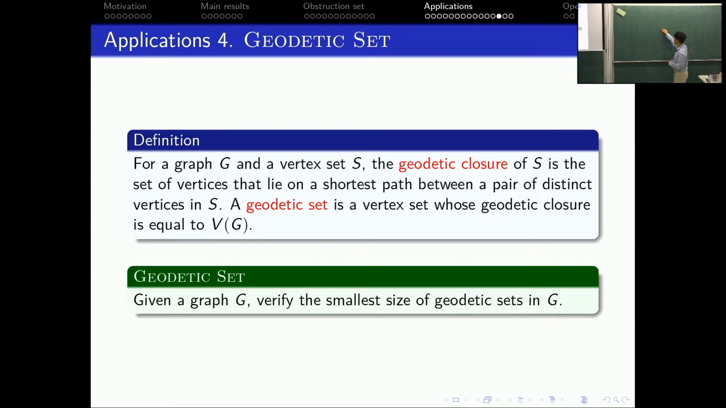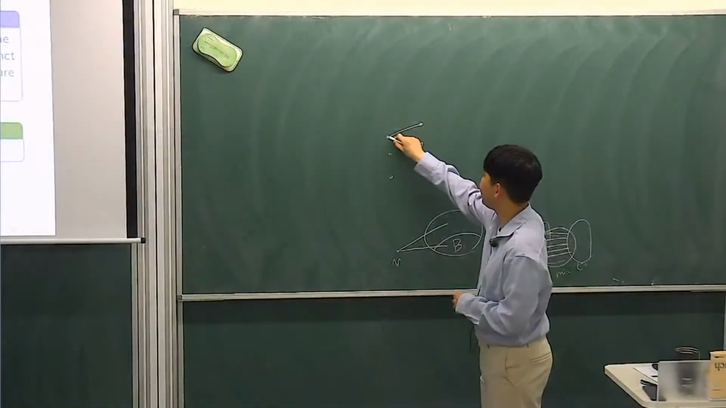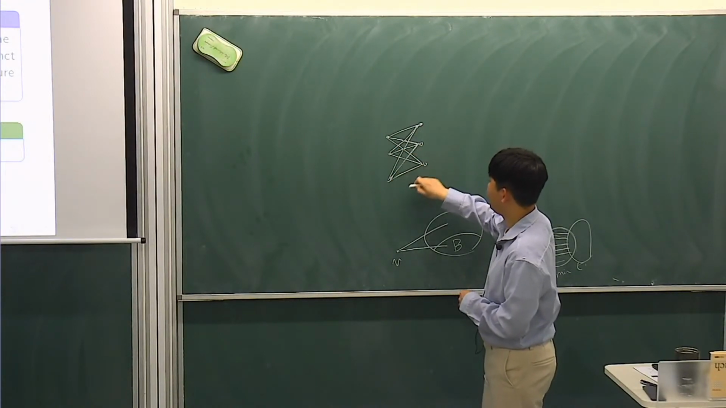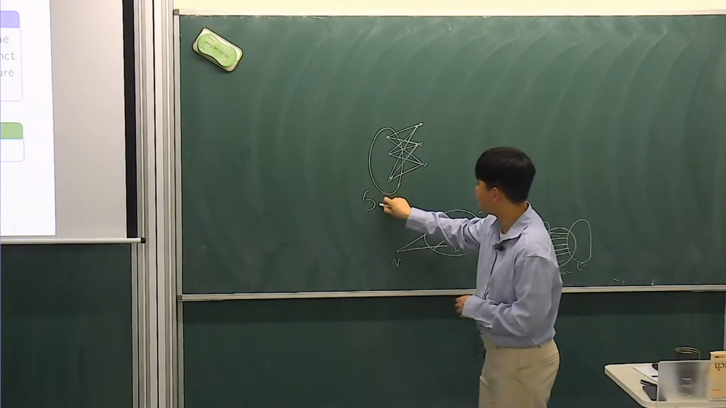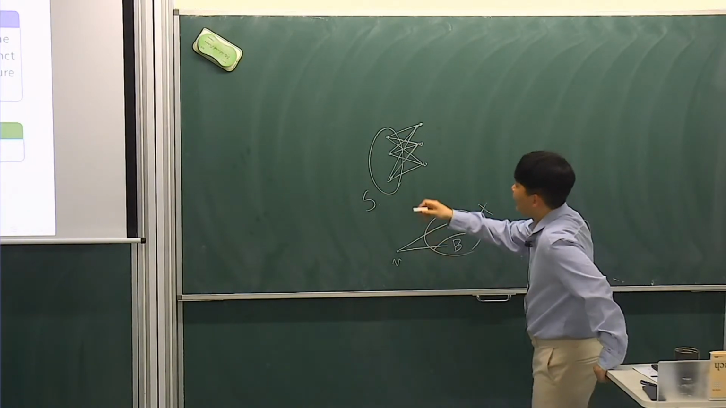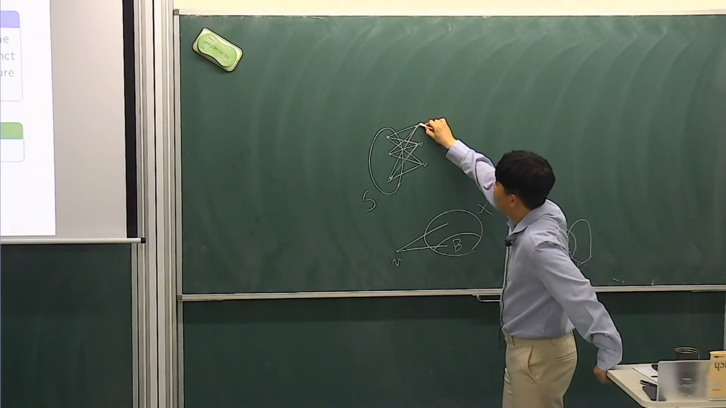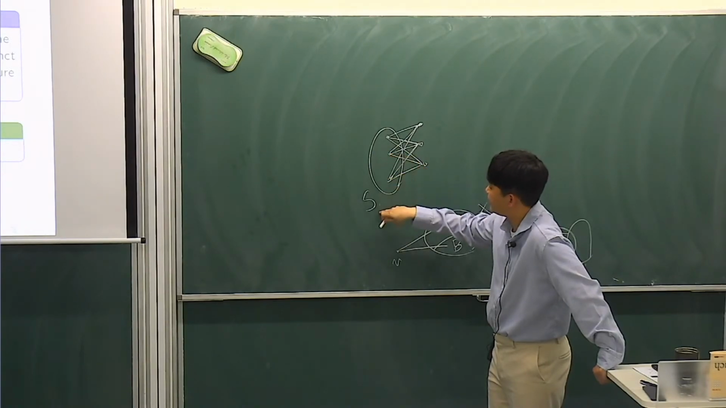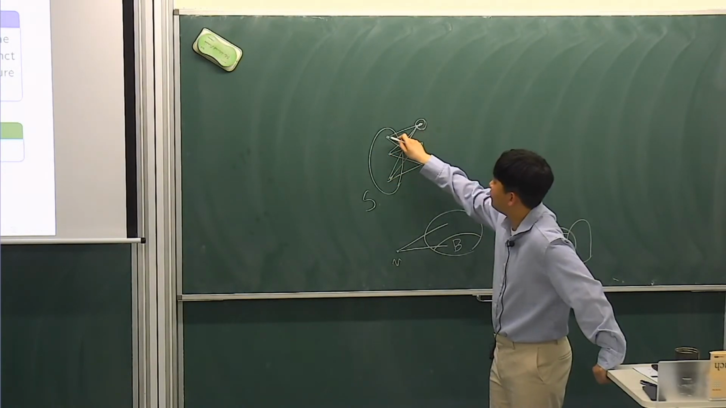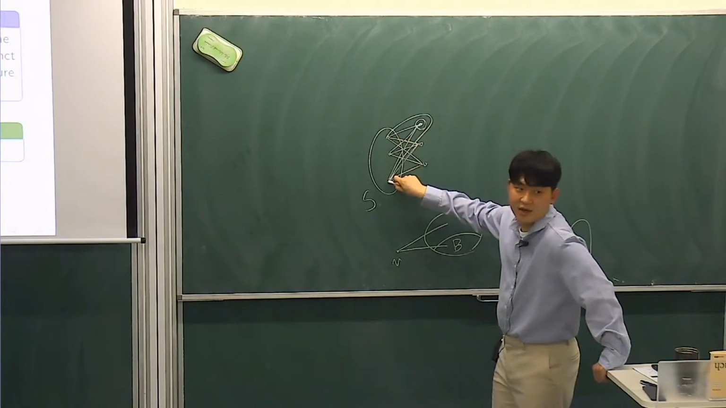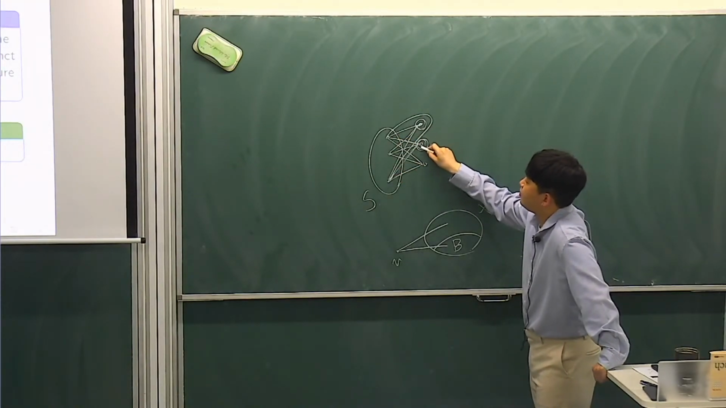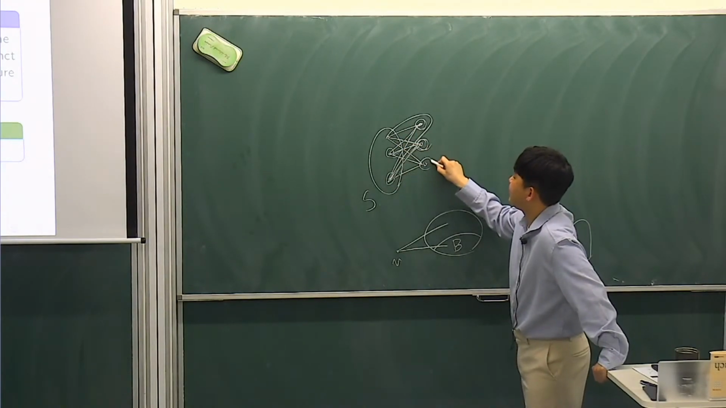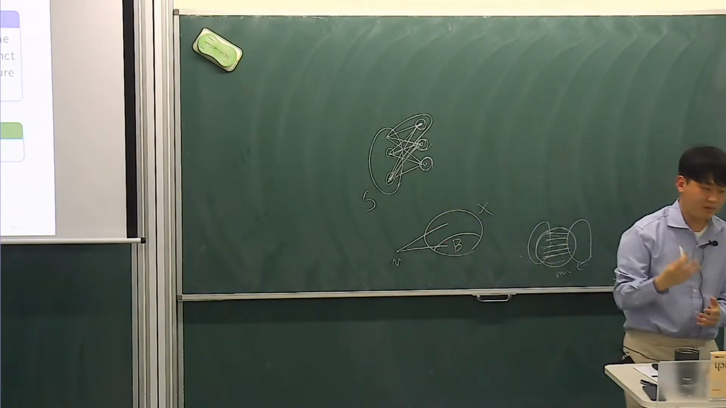If we have a complete bipartite graph K3,3, and say that this vertex is S, then we can show that every other vertex lies on some shortest path between 2 vertices of S. So here, this vertex is on the shortest path from here to here, right? And this vertex is on the shortest path from here to here, any kind of pair. And this vertex is on the shortest path between 2 vertices of the S.